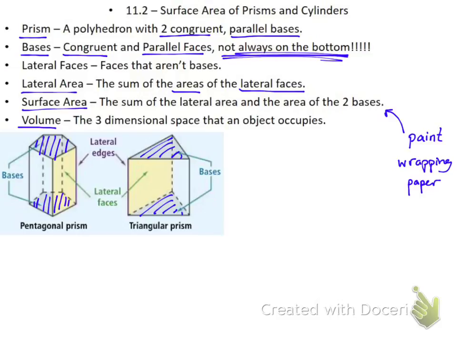And then the volume is actually filling that shape. So if I were to fill the three-dimensional shape with water, or fill it with sand or whatever, it's filling the inside of it. We need to understand the difference between surface area and volume through this.